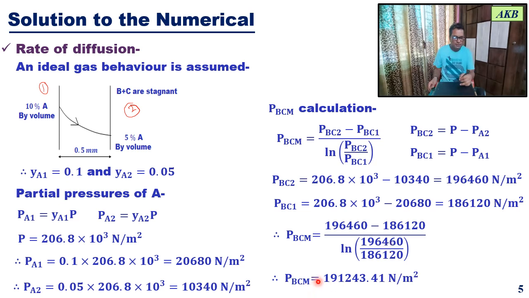So you put all the calculated values, PBC2, PBC1, and then finally you'll get PBCM. So PBCM comes out to be 191,243.41 Newton per meter square. So this is the logarithmic average of partial pressures exerted by the stagnant mixture. We need PBCM in the calculation, so that's why we have calculated over here. Okay. So on this slide, we now know what is Pa1, what is Pa2, and what is PBCM. Okay, now let us move ahead.